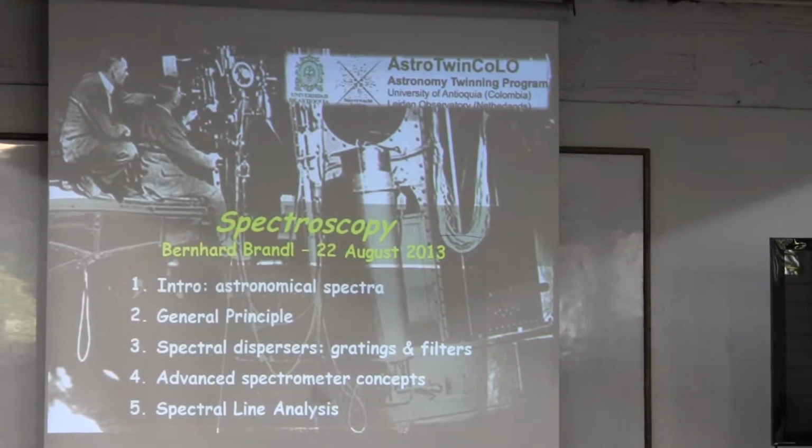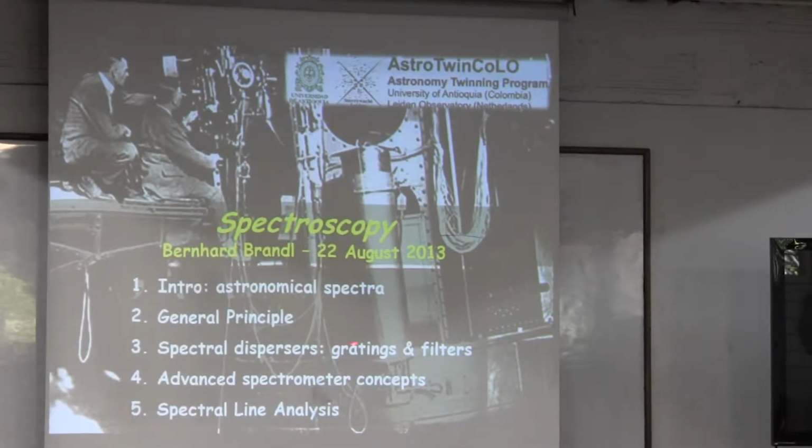Then we talk about the general principle of a spectrometer, about some of the dispersing elements, gratings, filters, and so on, different types of spectrometers, the shell gratings, very thorough spectrometers, and also some even more advanced concepts. Because, as we will see, there's one limitation of a spectrometer. With an imager, you get many images of many sources. With a classical spectrometer, you get the spectrum of one source.